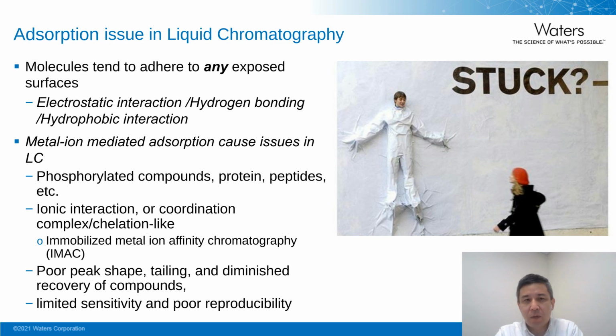This adsorption often occurs to phosphorylated compounds such as proteins, peptides, etc. And the driving force for this kind of adsorption can be ionic interactions or, similar to the formation of a coordination complex, chelation. Actually, this kind of interaction between metal and analyte is used in IMAC, immobilized metal ion affinity chromatography, for the purification and separation of proteins or peptides.